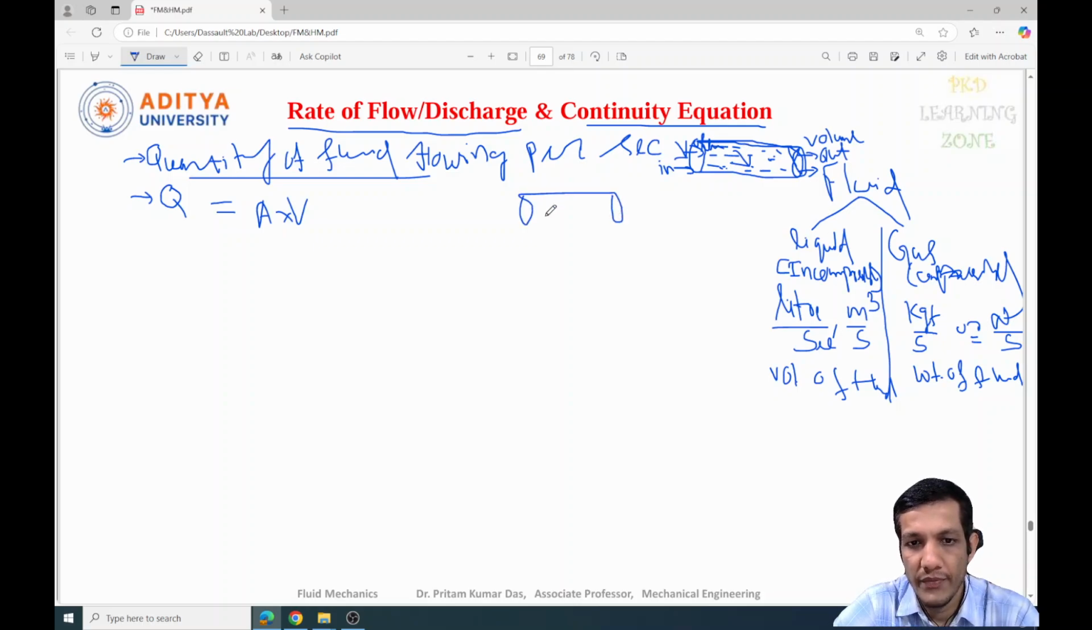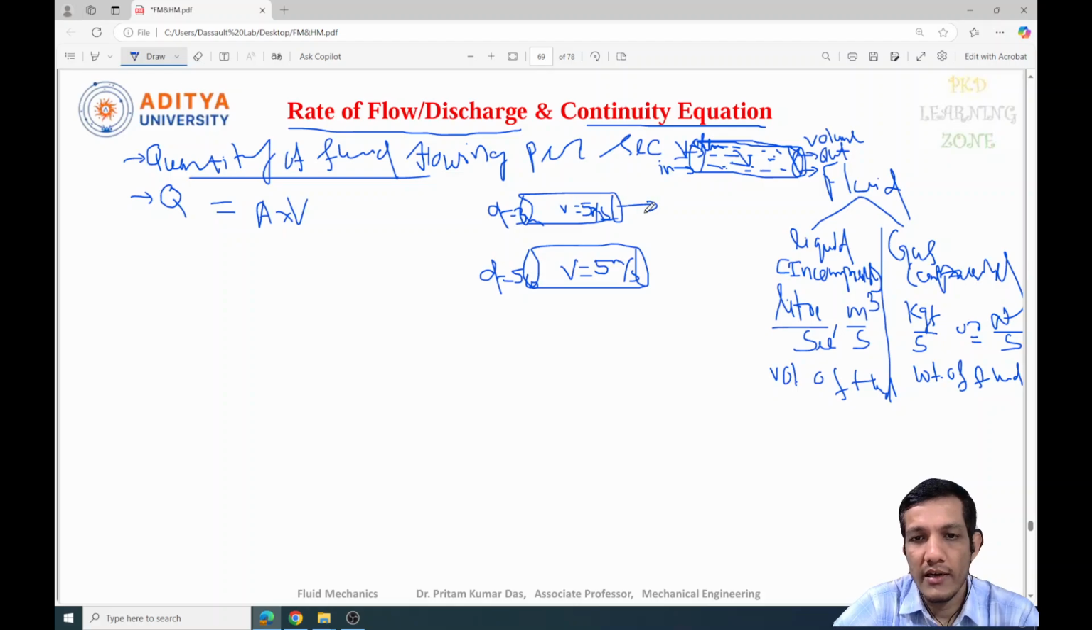One pipe has a diameter of 3 centimeter, and the velocity of flow inside this pipe is 5 meter per second. Another pipe you consider here, where the diameter is 5 centimeter and the velocity we can also consider 5 meter per second. Now see what will be the discharge from this pipe and what will be the discharge from this pipe.